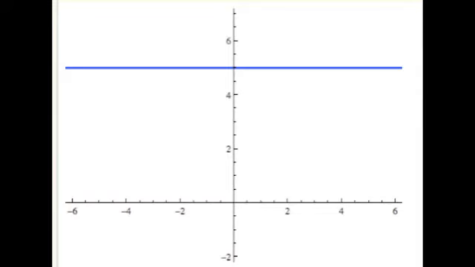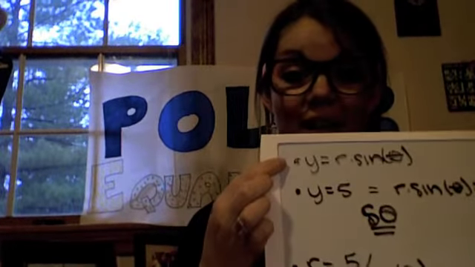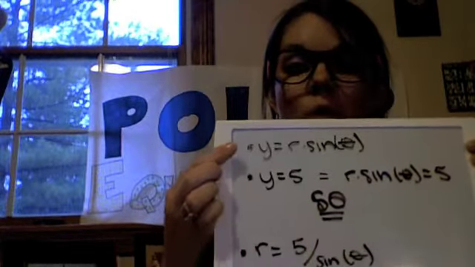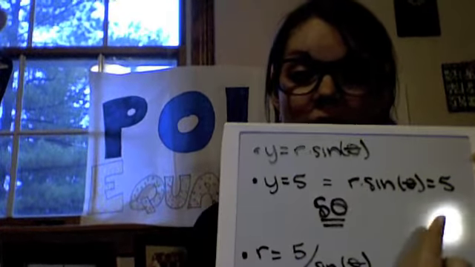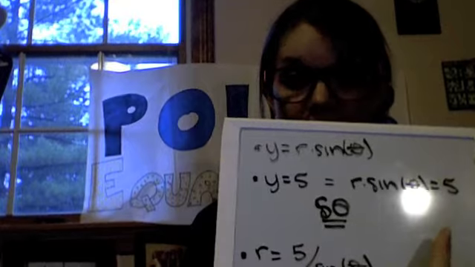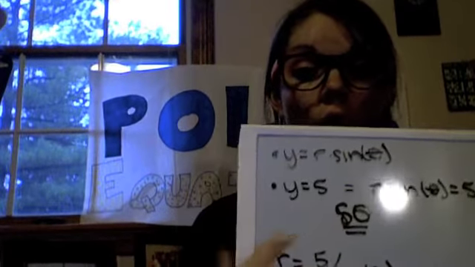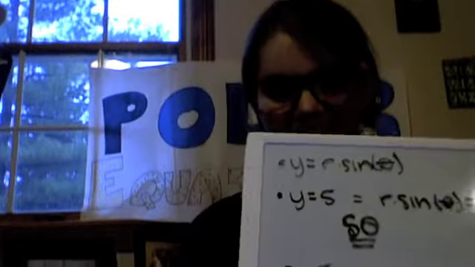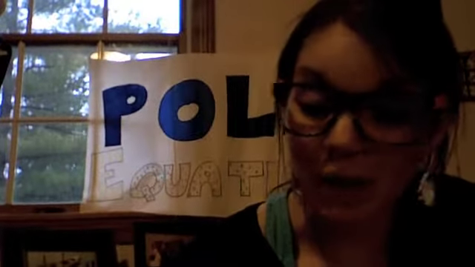So real quick, we're going to look at the rectangular graph of y equals 5. This is what we know: y equals r sine theta. And so y equals 5 can be written as r sine theta equals 5, right? So r equals 5 over sine theta. Alright, so we're just going to look at what that looks like when we graph that in Mathematica. If those two graphs looked similar, it's because they were the same graph. So now we understand how to graph a horizontal line.